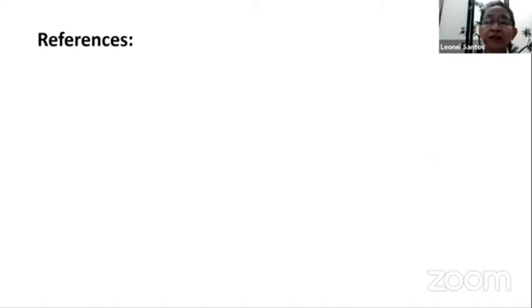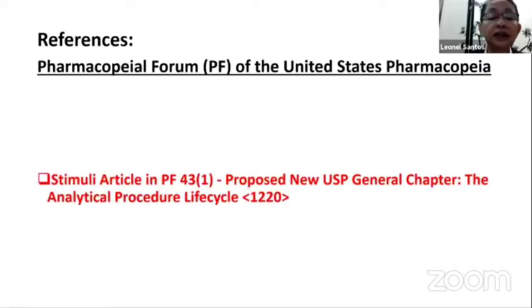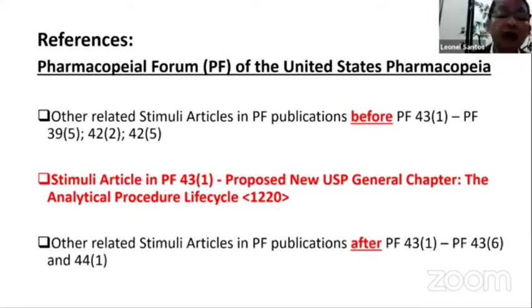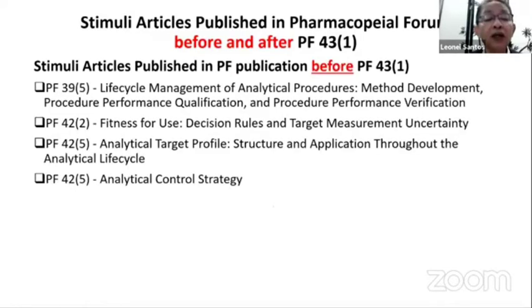In terms of references, the new proposed General Chapter 1220, called the Analytical Procedure Life Cycle, was published in PF, Pharmacopoeial Forum 43.1. There were publications that were published before it and stimuli articles that were published after it. These publications published before are stimuli articles that have important terminologies.